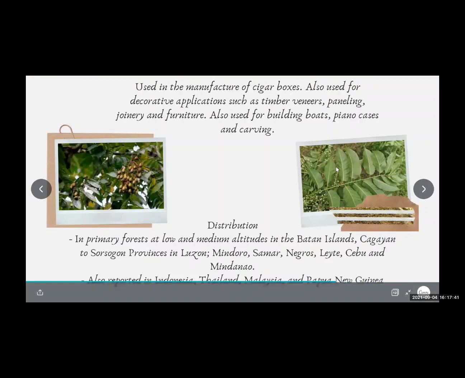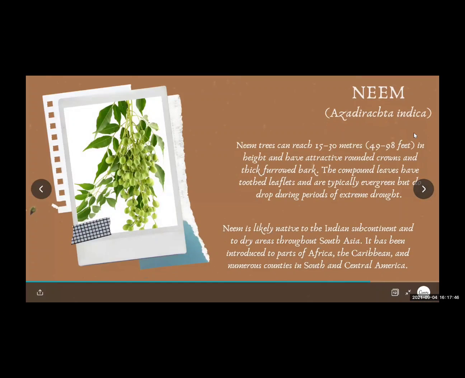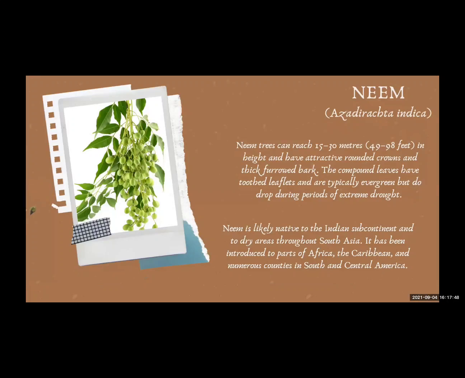Lastly is the Azadirachta indica, also known as neem. Neem trees can reach 15 to 30 meters or 49 to 98 feet in height and have attractive rounded crowns and thick furrowed bark. The compound leaves have tooth-bed leaflets and are typically evergreen but do drop during periods of extreme drought.